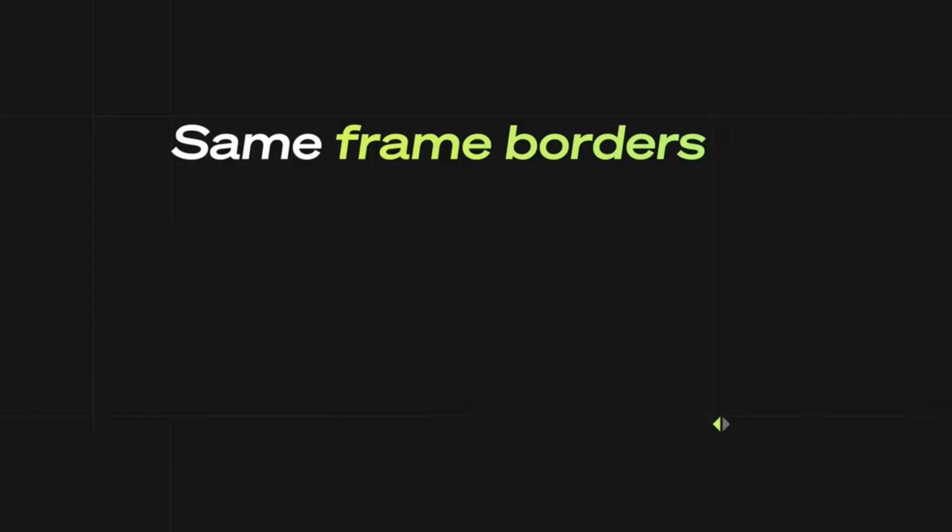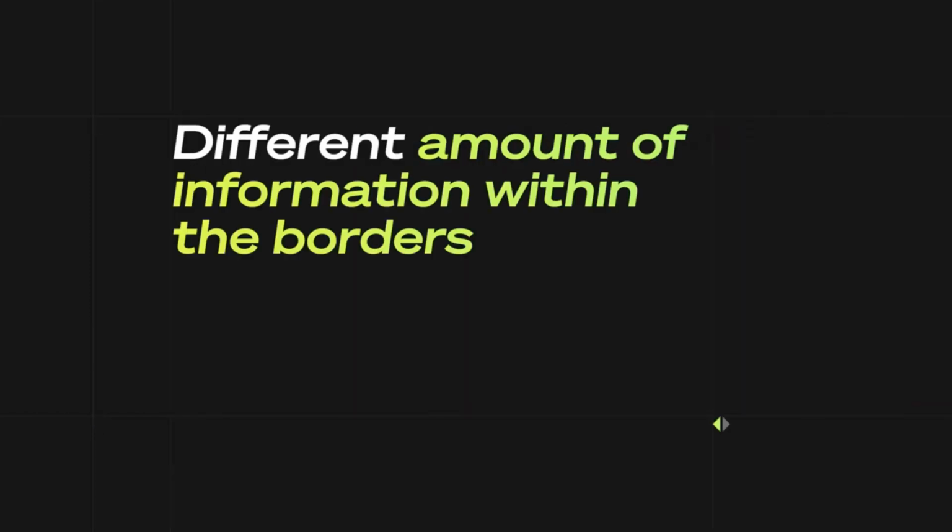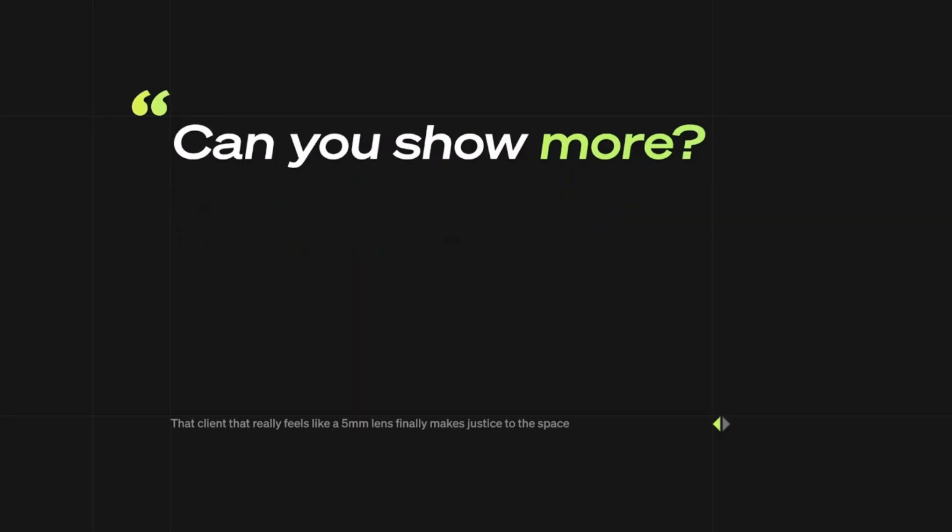Same frame borders, but different amount of information within the borders. Now, another thing that is happening quite often, or at least something that artists are very often complaining about, is this idea of, can you show more? You show an image to your client, oh, it's very nice, but can we enlarge it a little and see this and that? In the end, what you end up with is a 5 millimeter lens, and you're like, well, maybe this is not really doing justice to the space. So how can we deal with that?